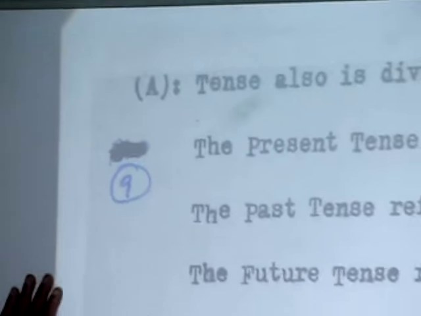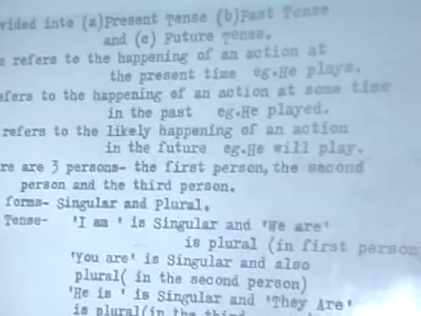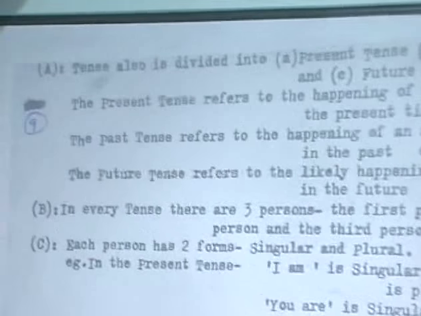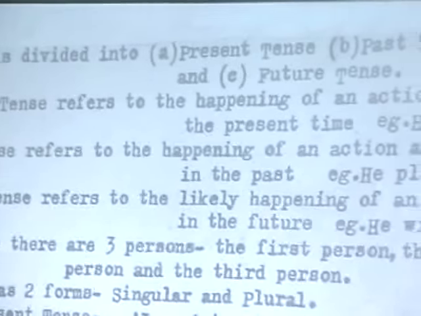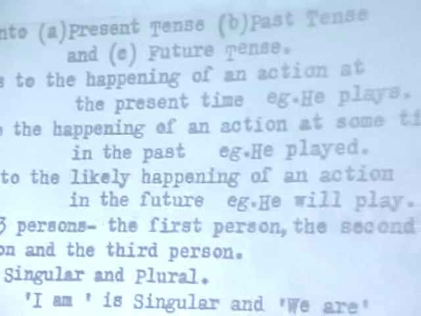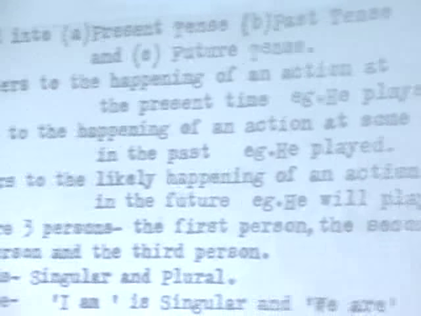Tense also is divided into present tense, past tense, and future tense. The present tense refers to the happening of an action at the present time, as in he plays. The past tense refers to the happening of an action at some time in the past, as in he played. The future tense refers to the likely happening of an action in the future, as in he will play.